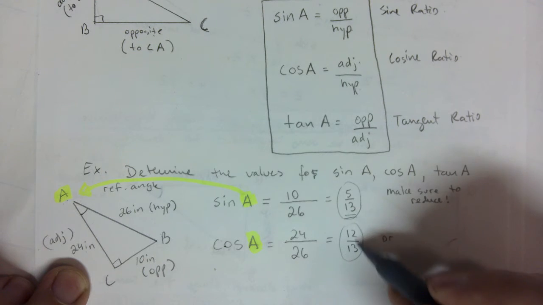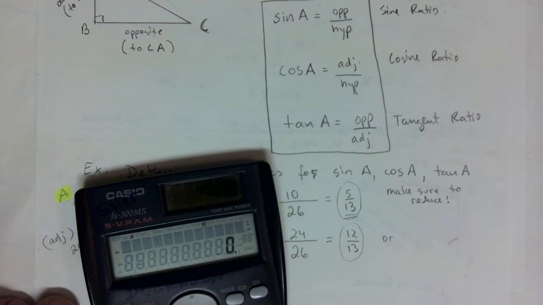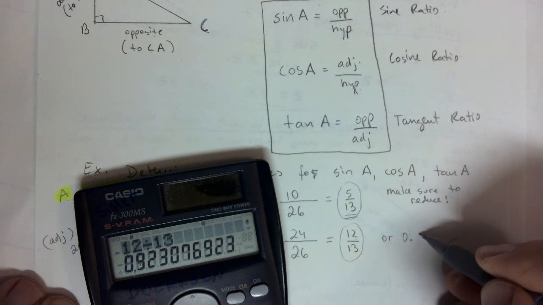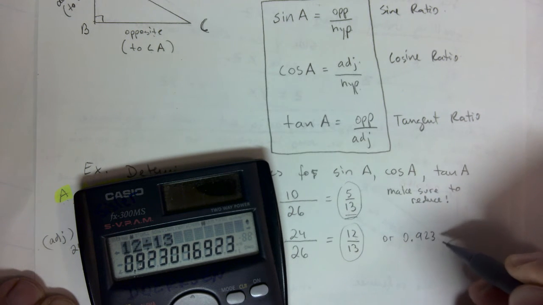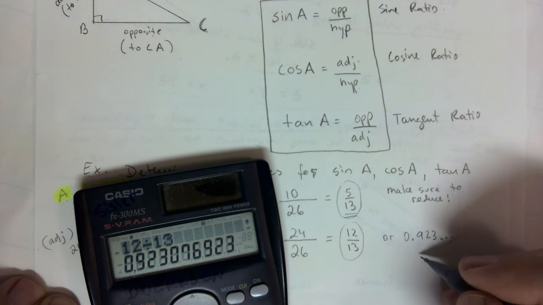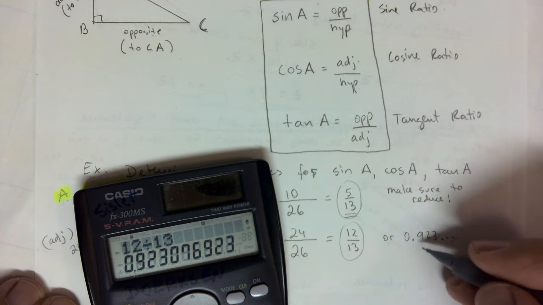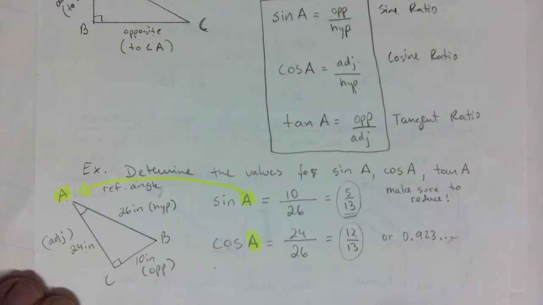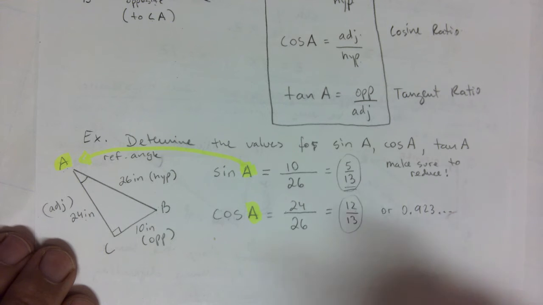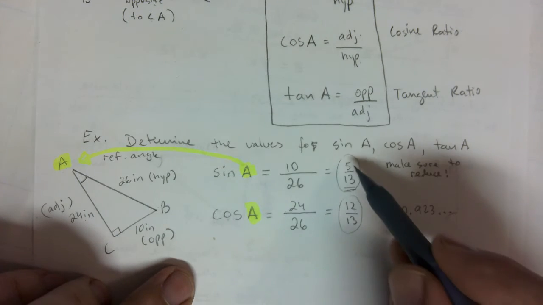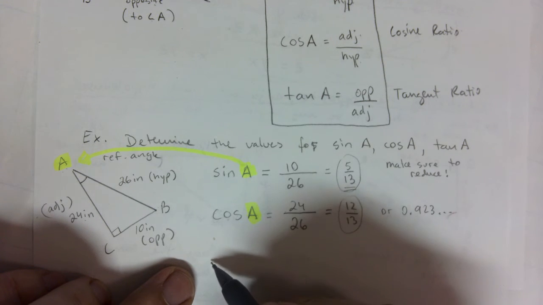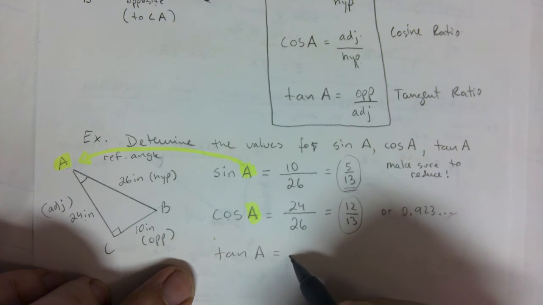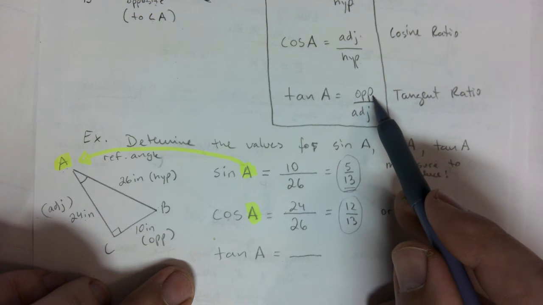Or we can divide this. Let's go ahead and do that. 12 divided by 13 is 0.923, and it keeps going, right? This is the approximate value here, right? So sometimes we want to get it as a decimal, but if I ask you to just write it, reduce the fraction, right? Tan of angle A is going to be the opposite angle.